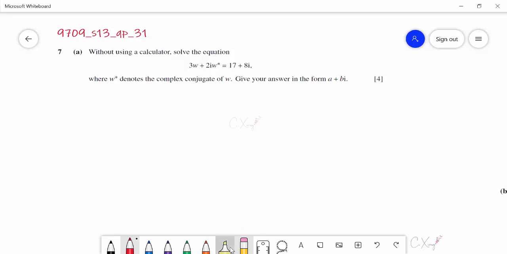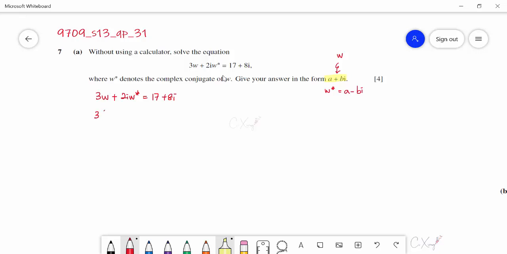For this question, I will assume that this is my W, a plus bi. Therefore, W star will be a minus bi. I substitute a plus bi and a minus bi into this equation, then compare the imaginary part and the real part. Then I can solve simultaneous equations to get the values of a and b. So this is what I plan to do. Okay, so I copy the equation first.